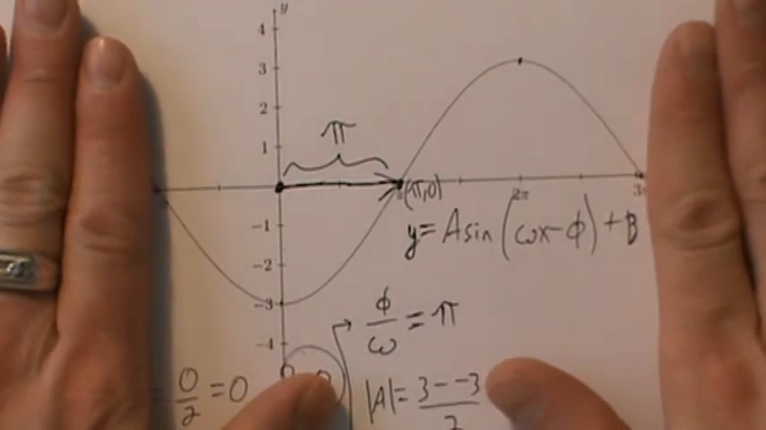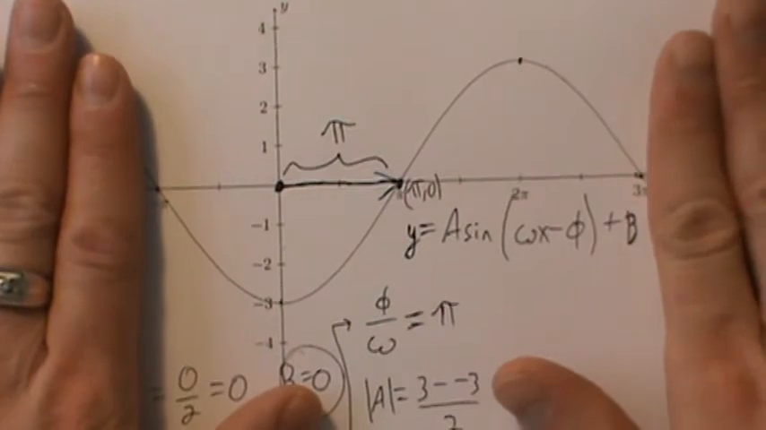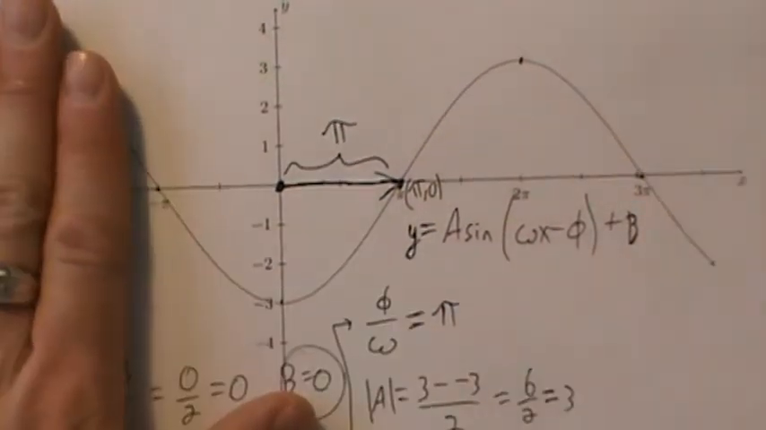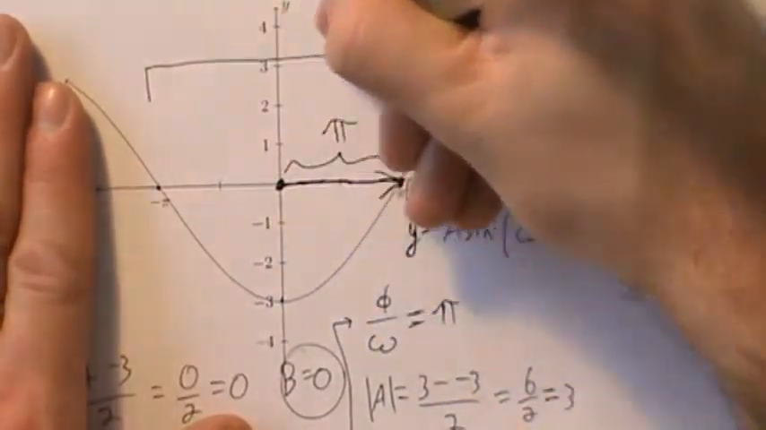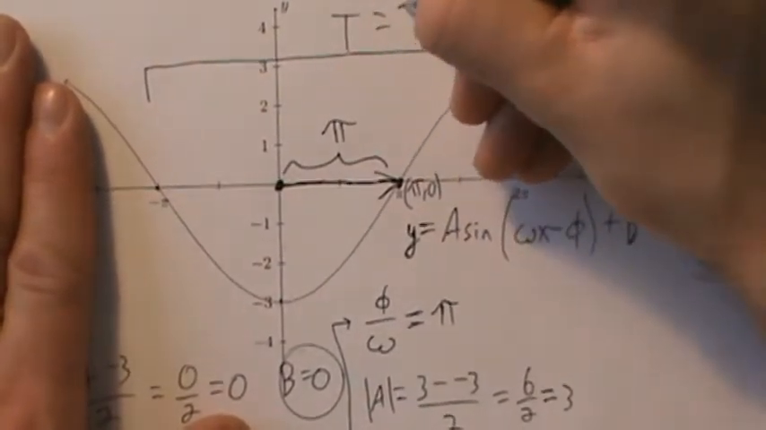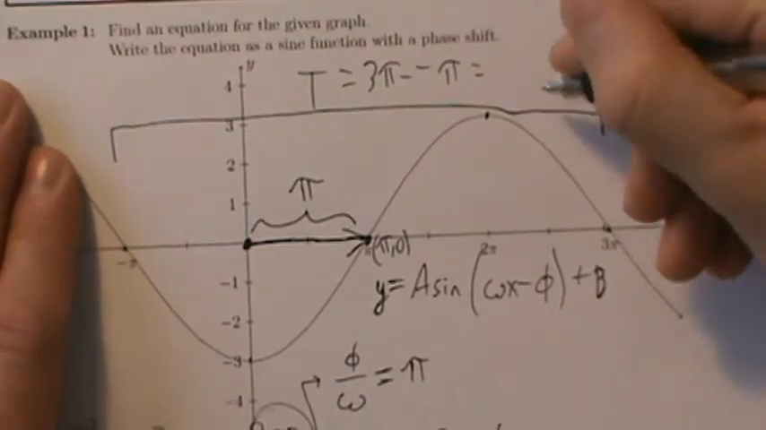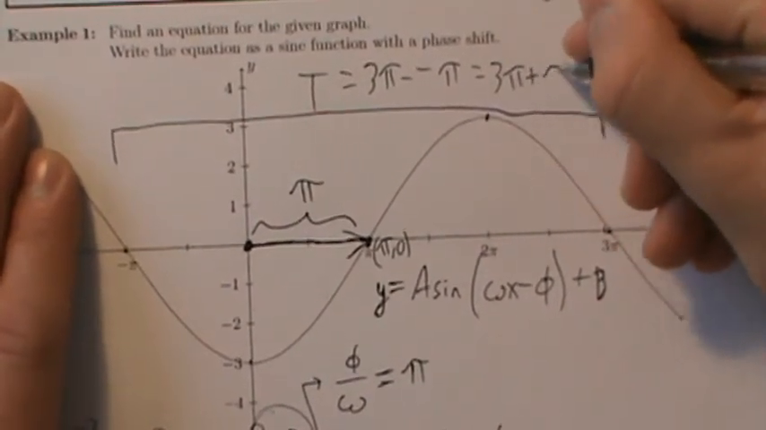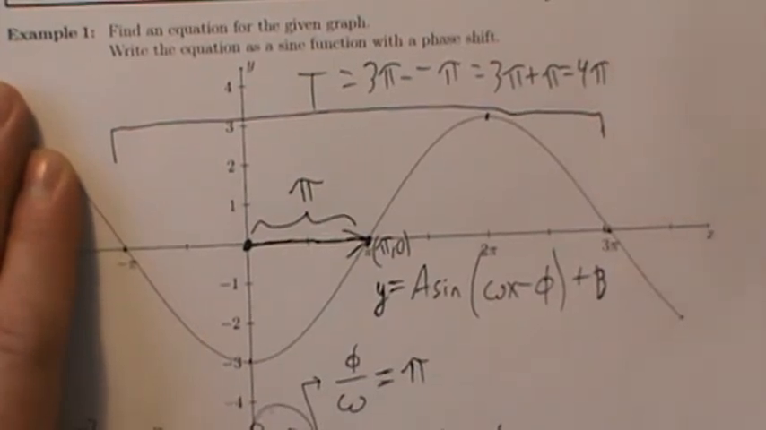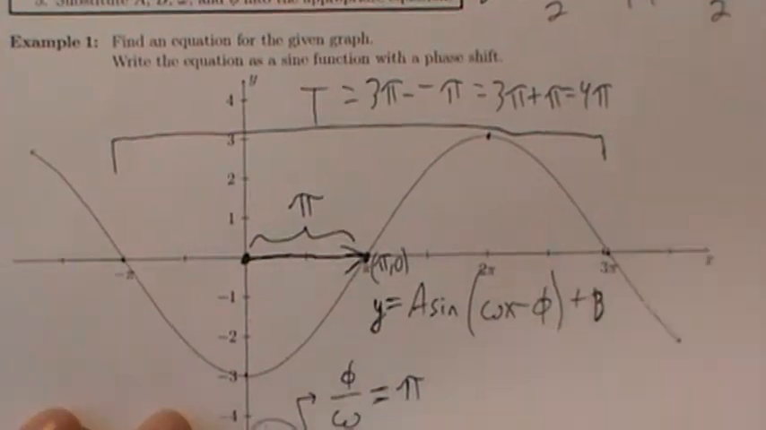So what's the length of that? Well, the length is going to be right minus left. So it's 3 pi minus negative pi. Okay, so this is one complete cycle. So its period is 3 pi minus negative pi, which is 3 pi plus pi, which is 4 pi. So the period there is 4 pi. Okay. So that's the first part of step 4.